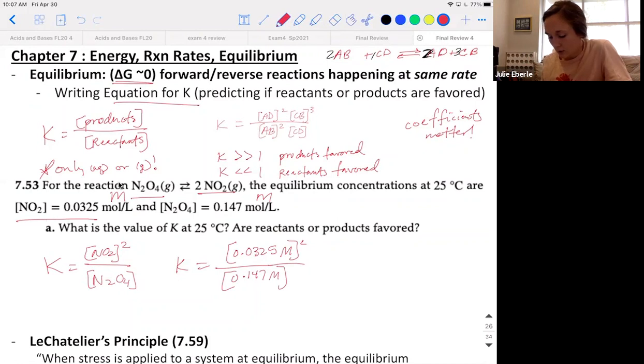So 0.0325 squared divided by 0.147, you should get 0.00719. So reactants or products, well, K is less than 1, so it's reactants.